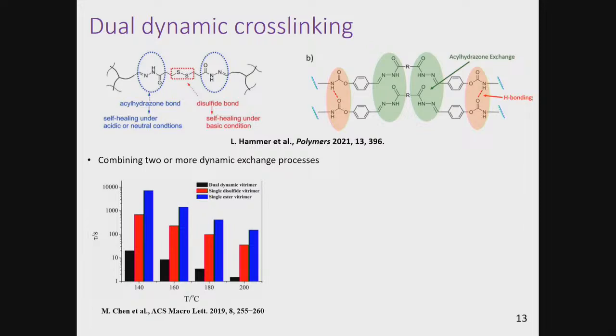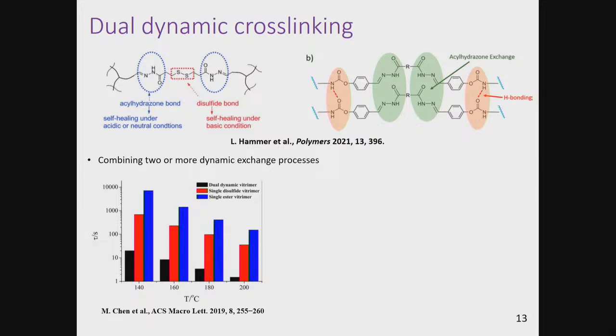And what we were specifically interested in is dual dynamic cross-linking. Let me explain what I mean by that. Imagine a chemistry like this where you have reversible interactions happening between two different chemistries. One is through disulfide bonds and another is through, let's say, acyl hydrogen bonds. Similarly, you can have this type of variety where you have acyl hydrogen and hydrogen bonding also. So there are many ways you can form this dual cross-linking. What is the advantage of having such a cross-linking?